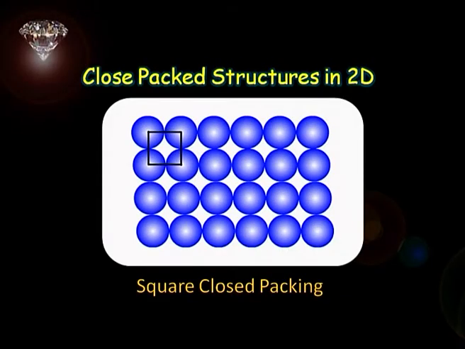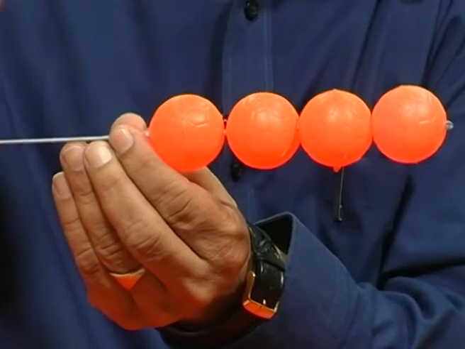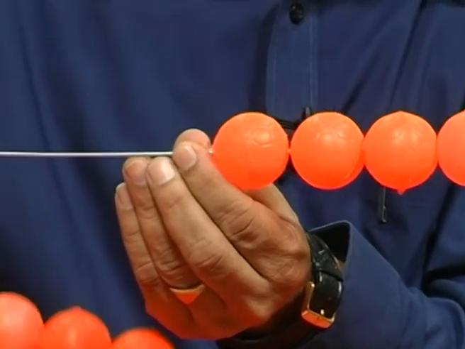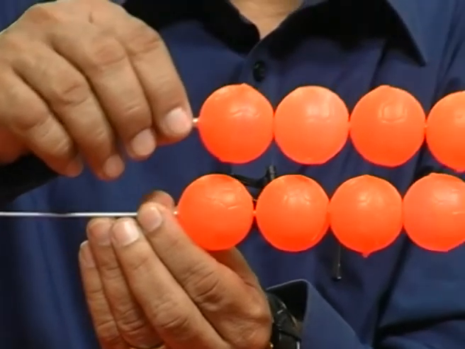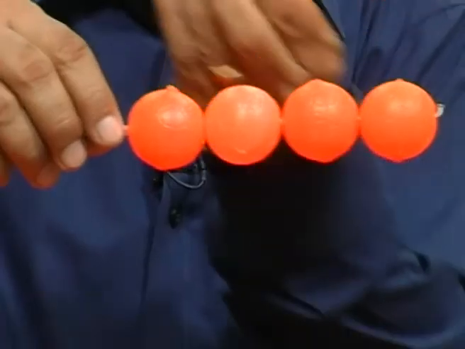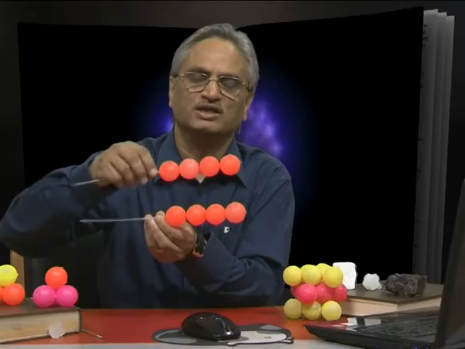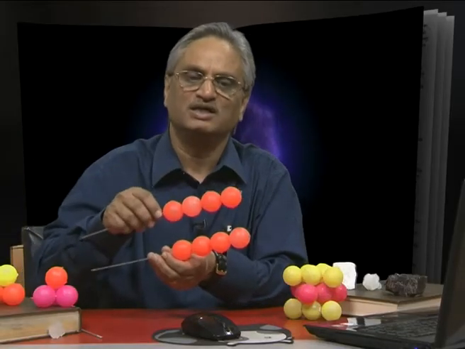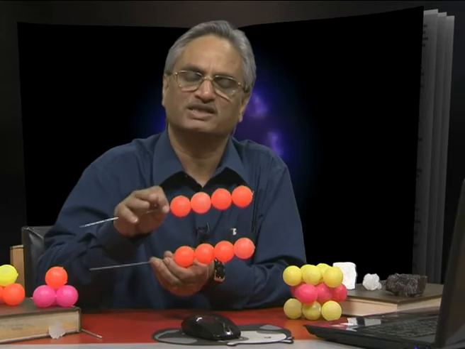So, what do I do? I take one row of identical spheres, take another row, put it on top of that, yet another one, and in this process I can generate a 2-dimensional structure. Let us have a look at it here. I have got one row. I take another row here and put it on top of it. So, there are 2 rows there. I can take a third row, bring it here and keep doing that. So, in the process what I will be getting is a square closed packed structure.